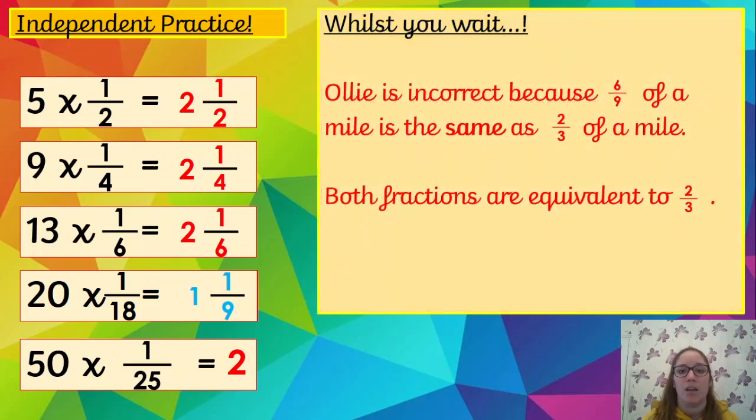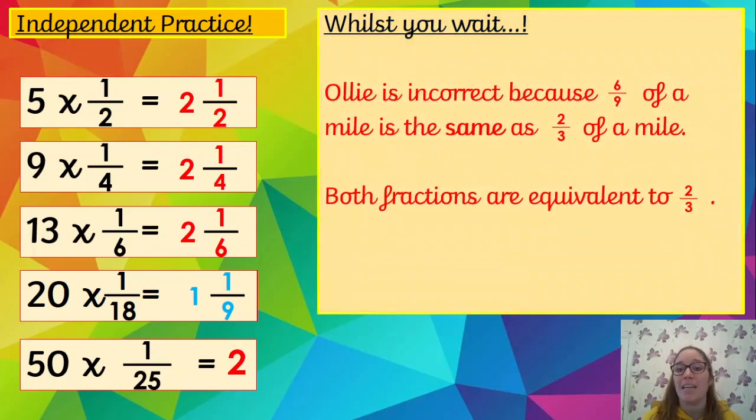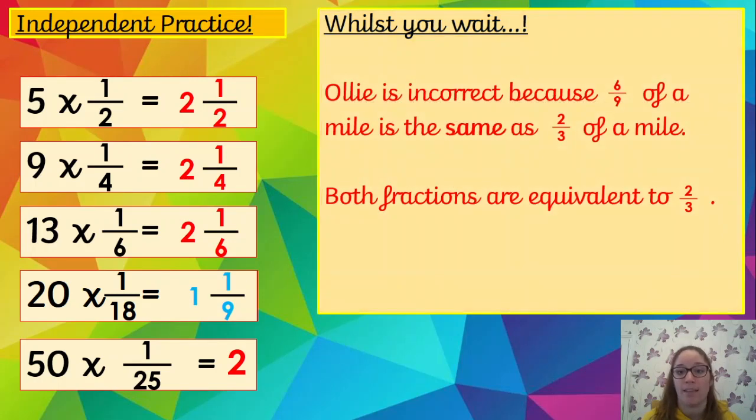Okay, so let's look at this. So Ollie is incorrect. So let's go back to the question. So Ollie sprints 1/9 of a mile 6 times a week. Abby sprints 1/3 of a mile 2 times a week. Okay, Ollie is incorrect because 6/9 of a mile is the same as 2/3 of a mile. They're equivalent fractions, because both can be divided by 3. So both fractions are equivalent to 2/3. So in actual fact, he thinks he has sprinted further than Abby. Is he correct? No. They both sprinted the same amount, the same distance.